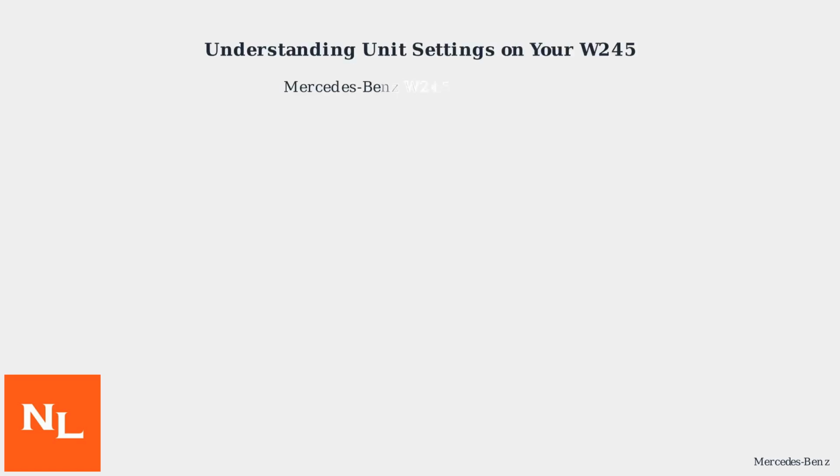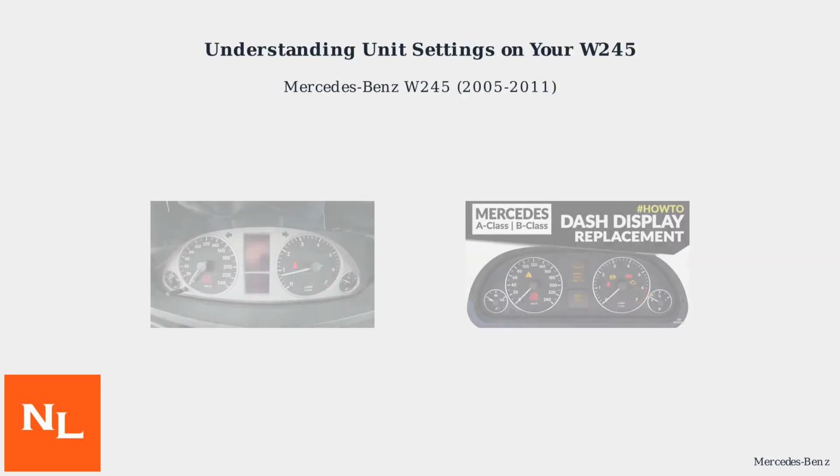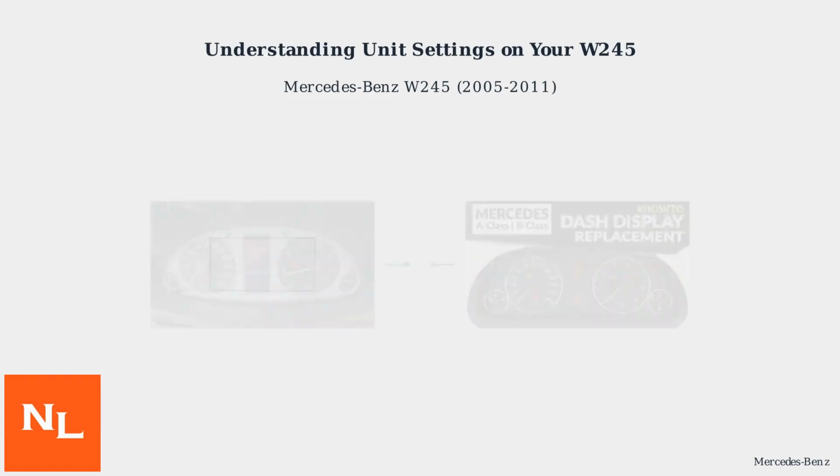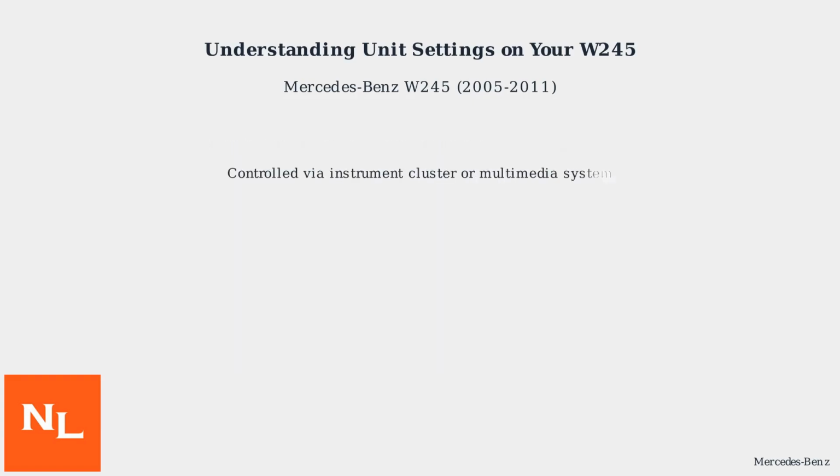The Mercedes-Benz W245 from 2005 to 2011 allows you to switch between kilometers and miles for speed and distance displays. This video guides you through the process, which is crucial for driving in different regions or matching your personal preference. These unit settings are controlled via the instrument cluster or multimedia system.